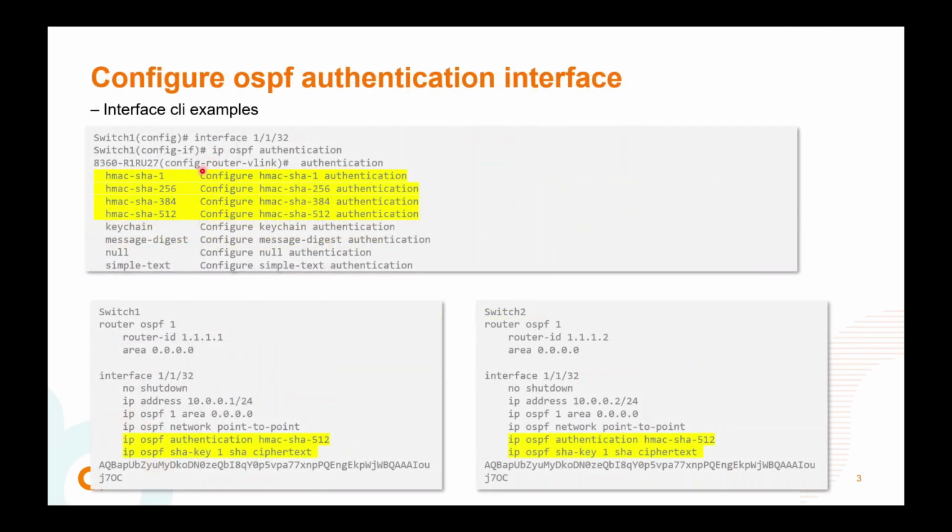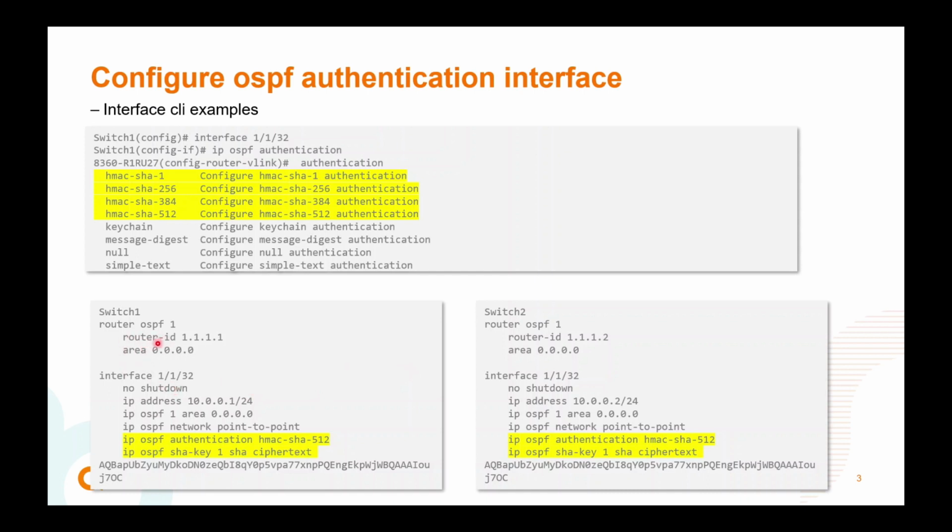So here's a quick summary of the CLI examples. Under the interface, it would be interface number, IP OSPF authentication. And if it was under the router vlink, there would be these additional commands to support, along with the existing ones here, HMAC SHA through to 512. And if we were to translate this into a configuration between two switches that wanted to form an OSPF neighbor using this new authentication method, we would have this.